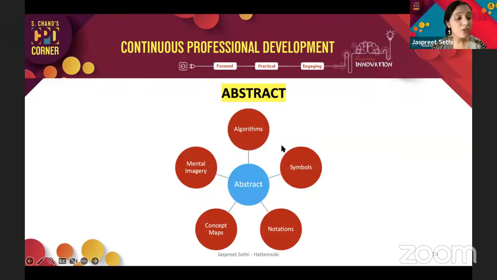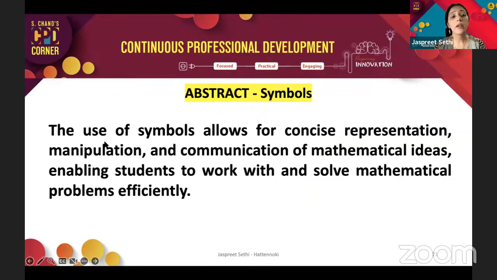So what does abstract look like? Abstract would mean a lot of things, and I'm going to take you through a few examples. So I could use symbols, and those, when do I use symbols? If I want to say 3 plus 5, I can write it as the numeral 3 and use the plus sign and write 5.